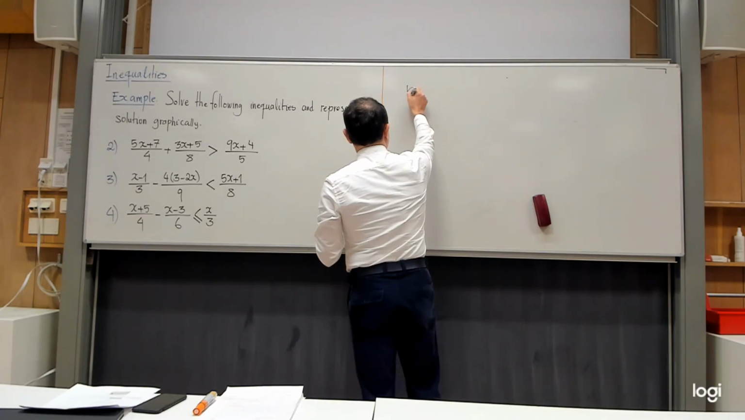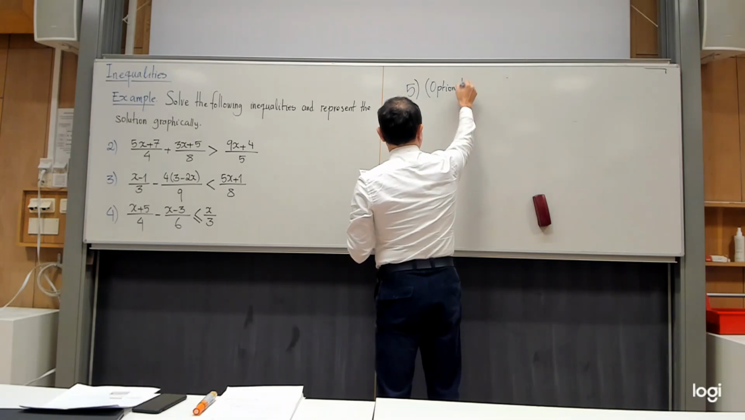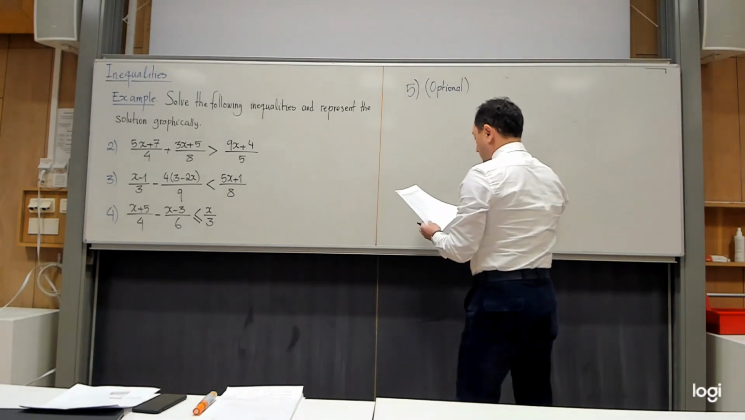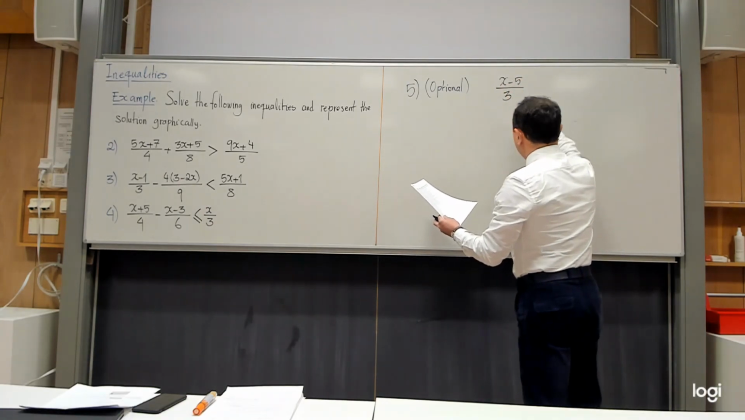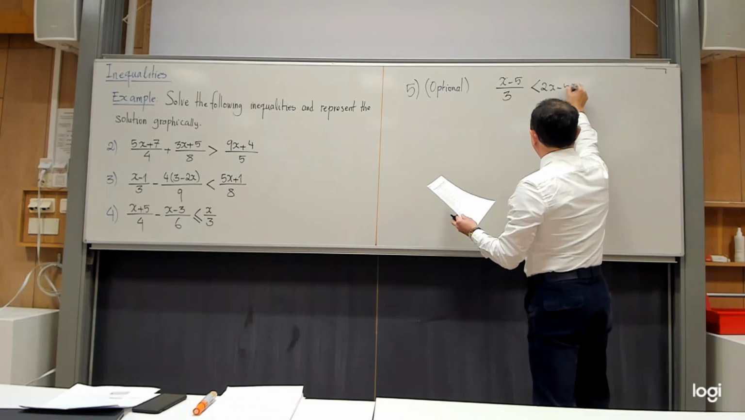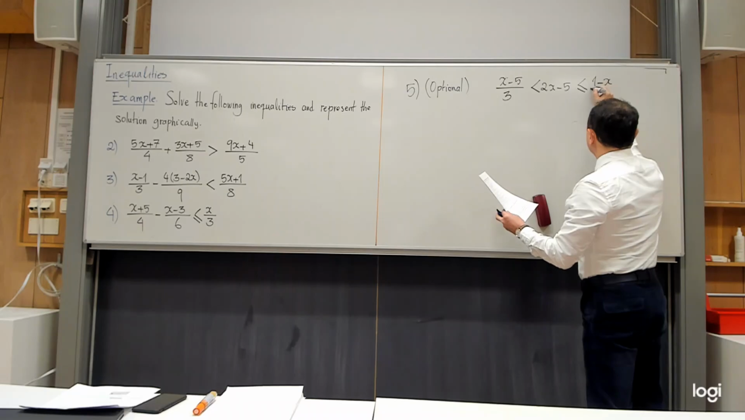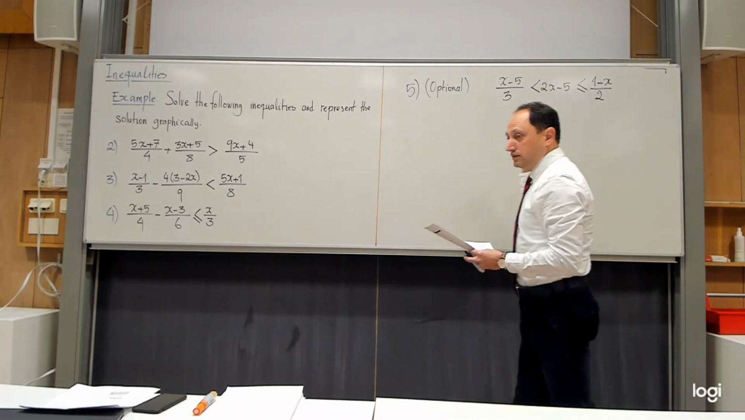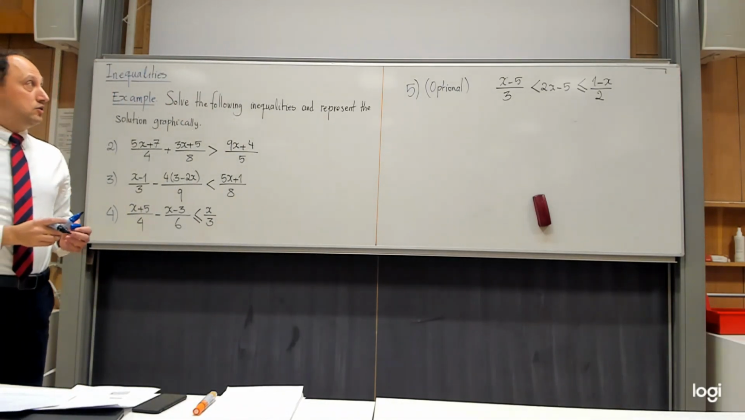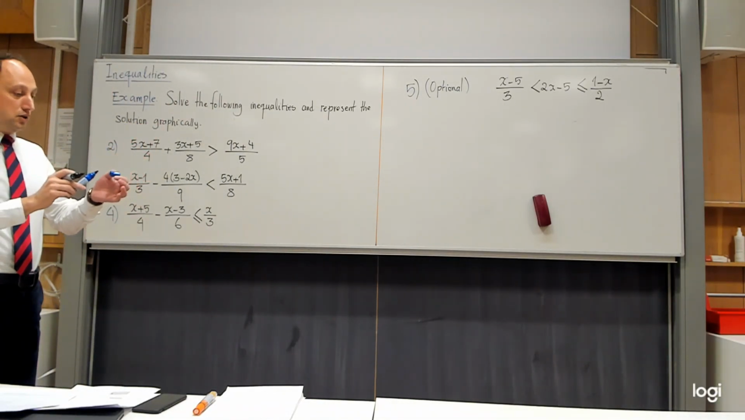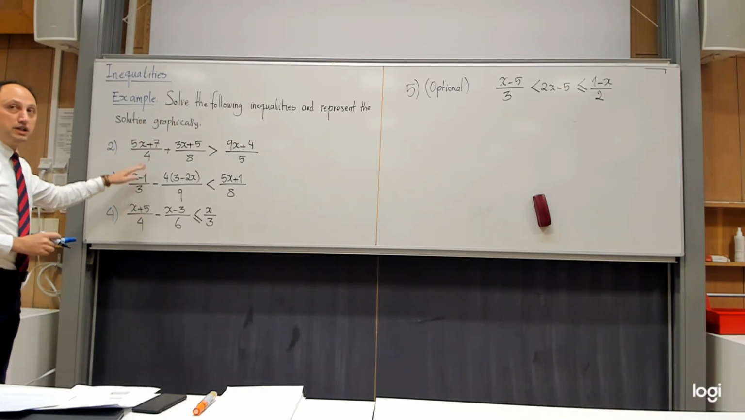Number 5. So I would write optional, okay? So x minus 5 divided by 3 less than 2x minus 5 less than or equal to 1 minus x over 2. So I want you to interpret what does it mean and try to give me what would be the solution of this double inequality. But for the time being, don't concentrate on that one. Try to solve these three ones first.